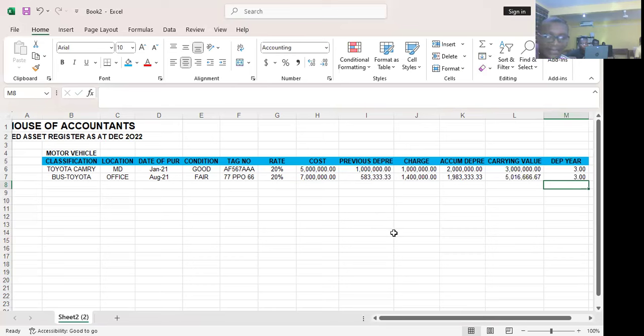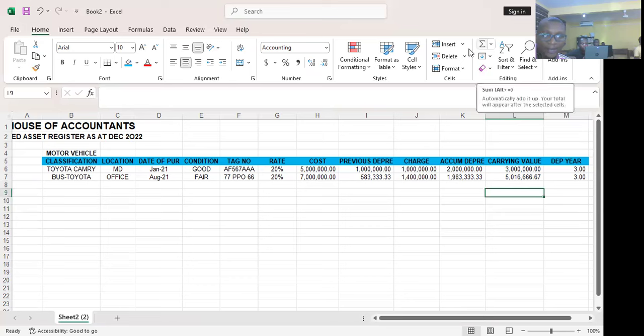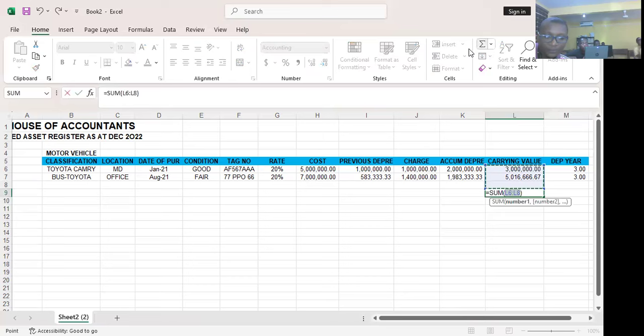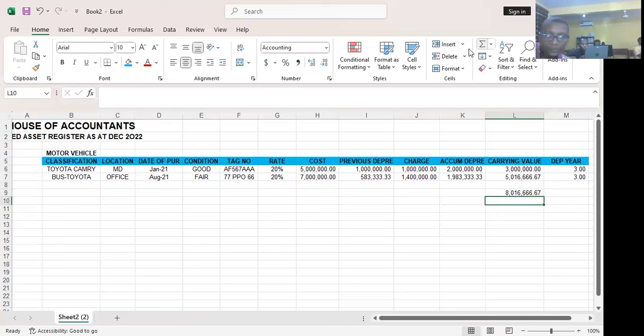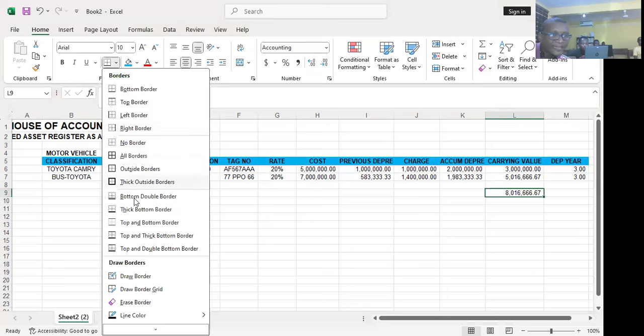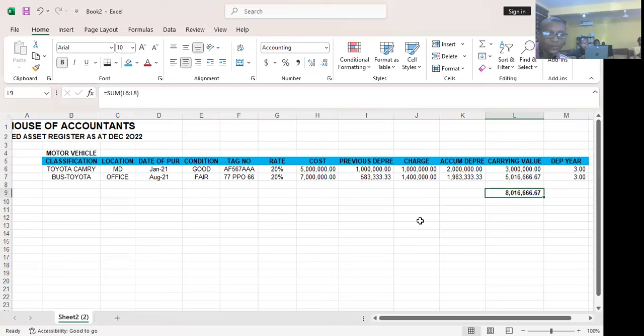So the thing is, let's assume that that is the end of the motor vehicle. This amount you are seeing here must be the same amount on your fixed asset schedule in the financial statement. So this will be the total motor vehicle in that schedule.